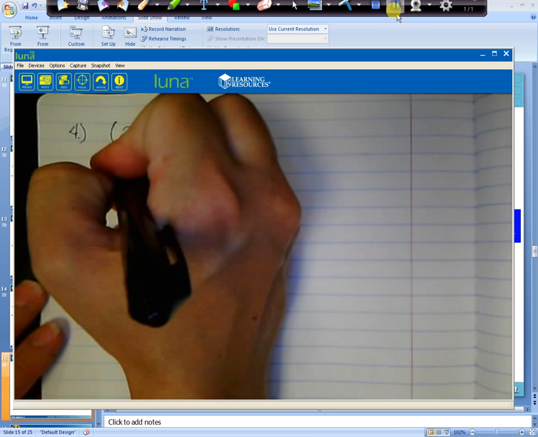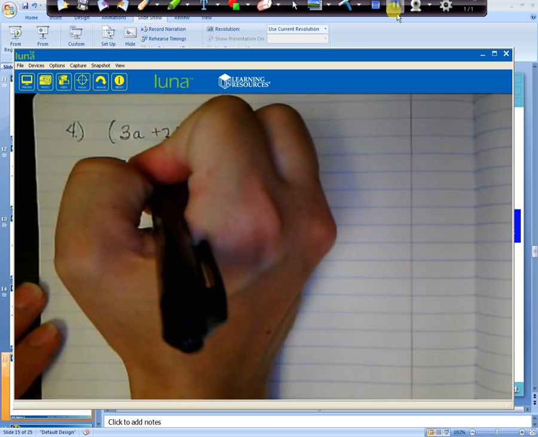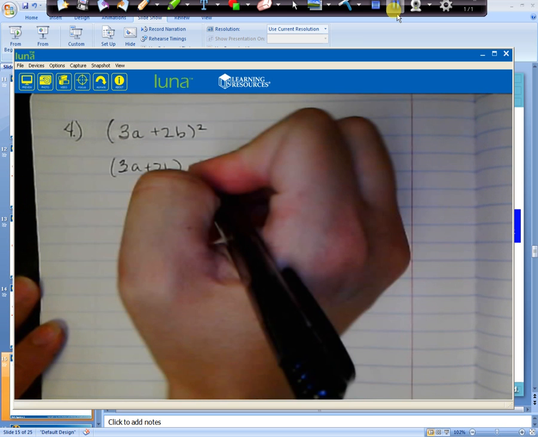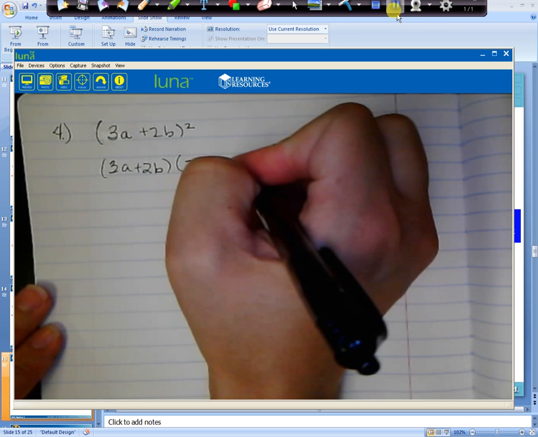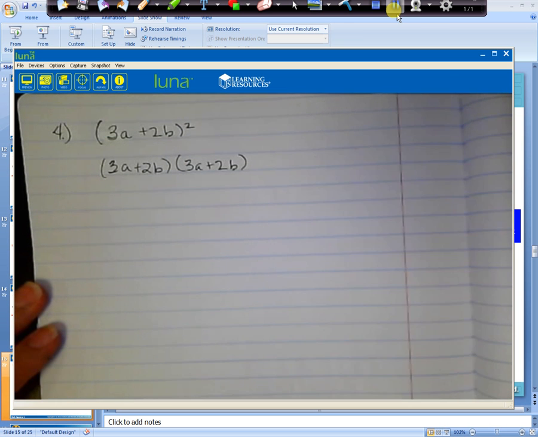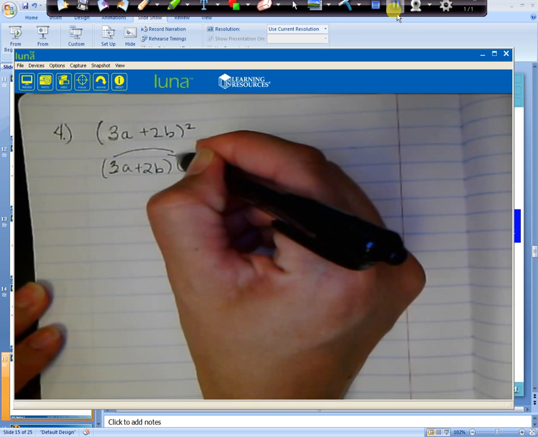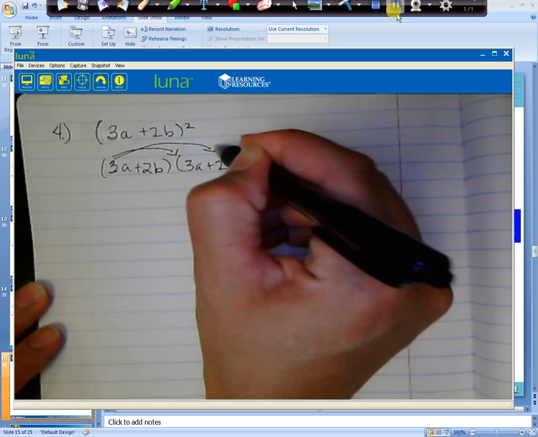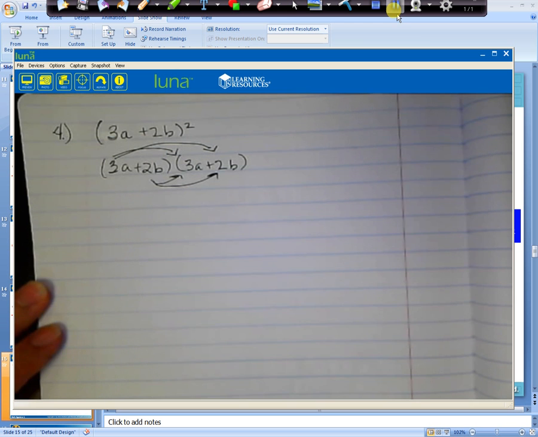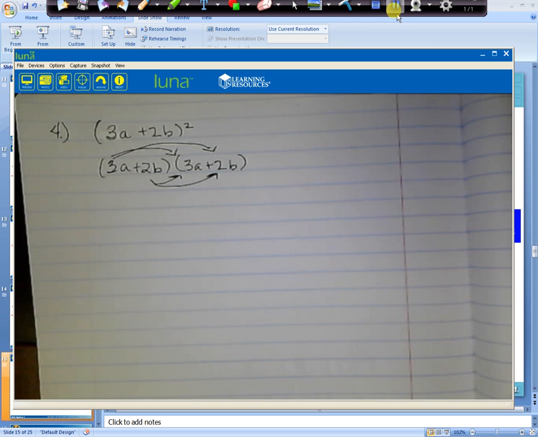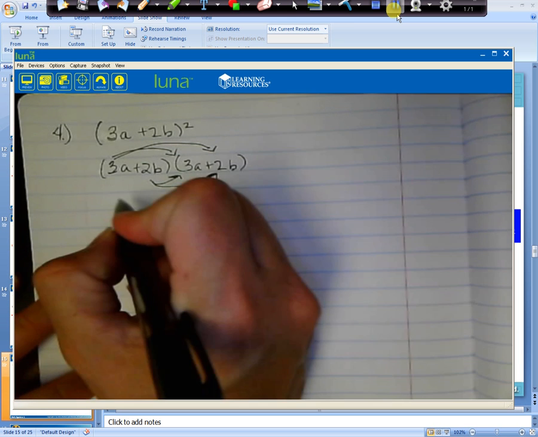So we're going to say 3a plus 2b times 3a plus 2b. And now I'm going to draw my arrows. Again, it is not optional. If you're using this method, it is not optional to draw your arrows, and it is not optional to rewrite each of the steps of the problem.